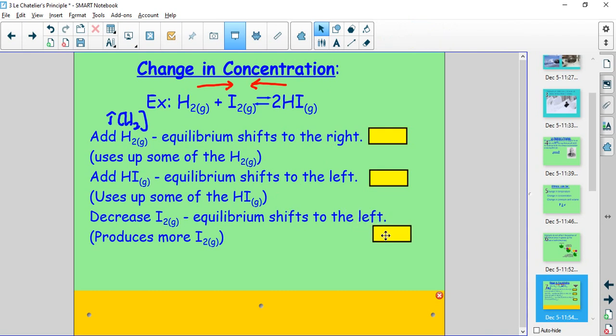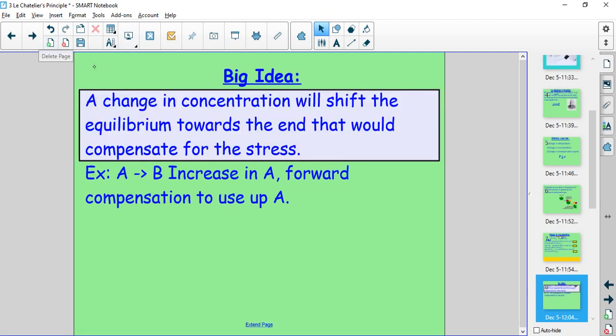There you go. Okay, so those are changes in concentration, and here's a big idea. A change in concentration will shift the equilibrium towards the end that will compensate for the stress. That's a good statement for practically all kinds of chemical stressors. An example here is if you have reaction A to B, and if you increase A, the forward reaction is where that shift is going to occur to use up that extra added A reactant.